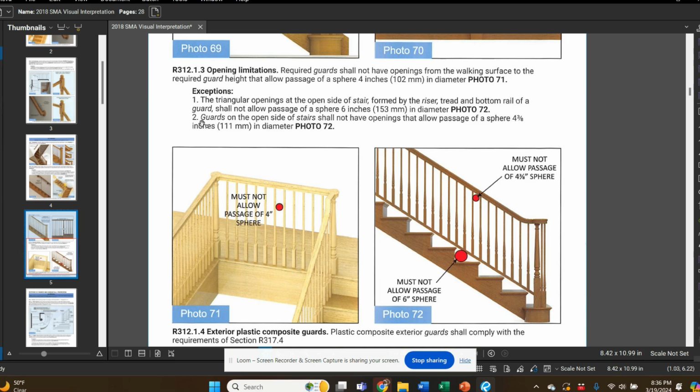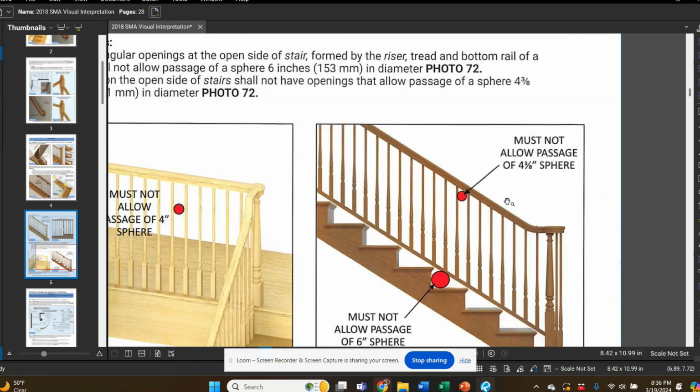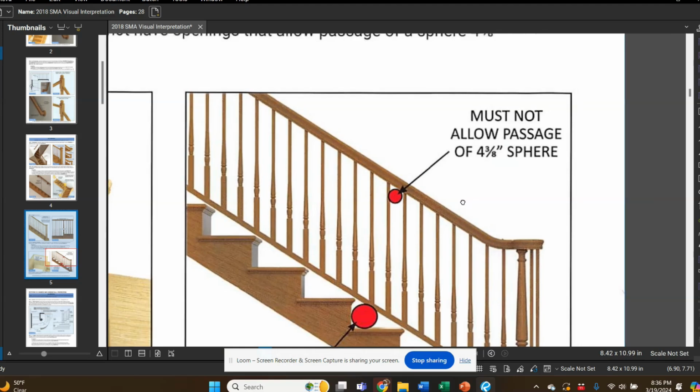And if you read exception number 2, guards on the open side of stairs shall not have openings that allow the passage of a 4 3/8 sphere. So that's one thing that often gets overlooked when it comes to stairs. We think guards are 4 inches everywhere, and they're not. They're 4 inches on an elevated platform, like upstairs, but on the stair itself, you're allowed 4 3/8 inches.